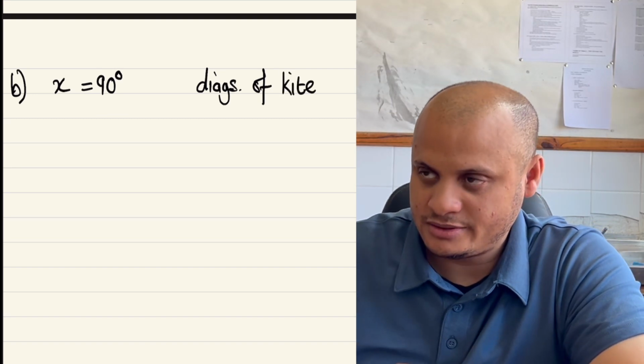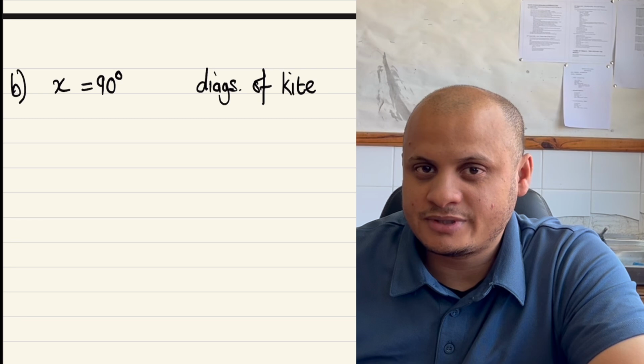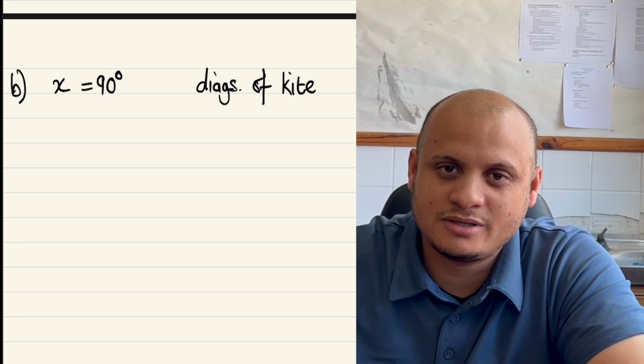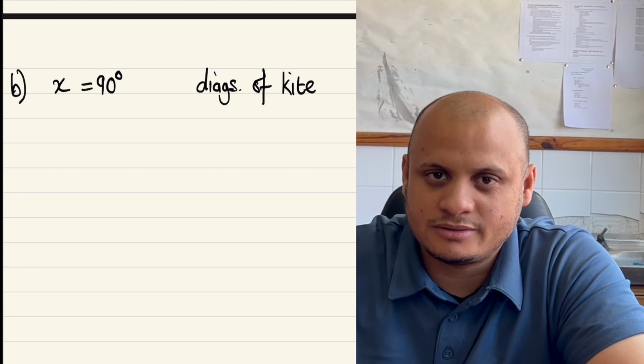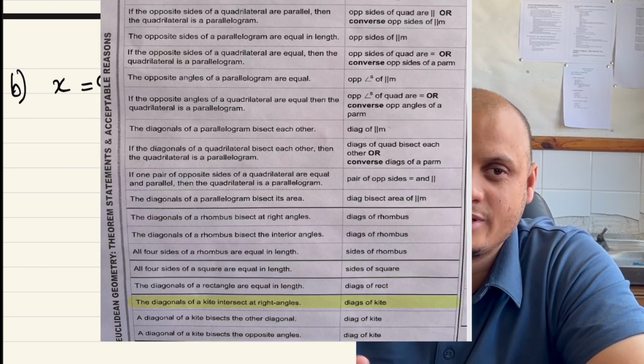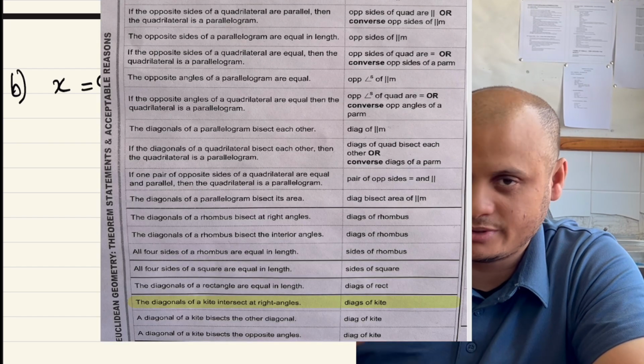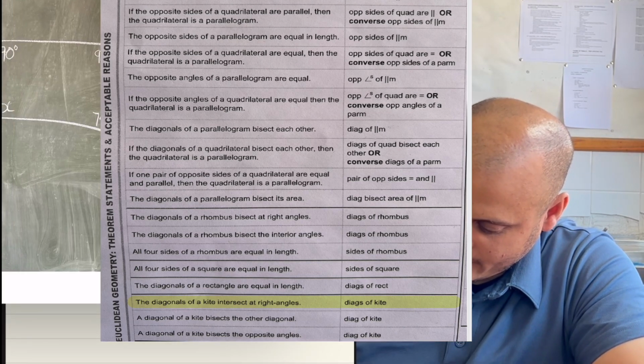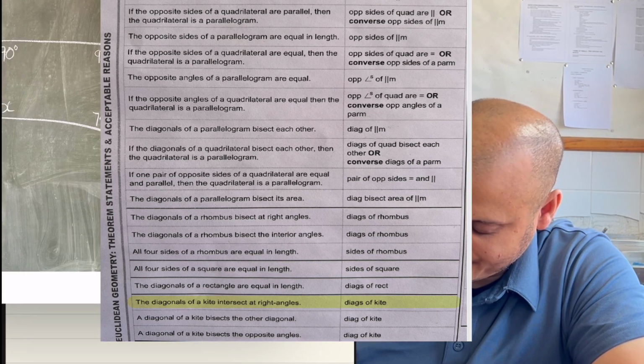So X equals 90 because the diagonals of a kite intersect at 90 degrees, but you don't have to write that entire statement. You don't have to say the diagonals of a kite intersect at 90 degrees. You can simply say diags of kite, and we will know obviously what you're referring to. So angle X is then 90.